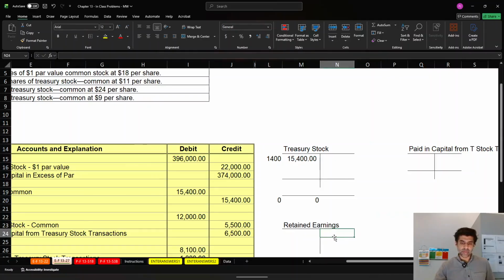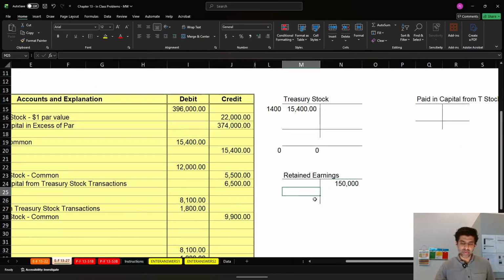Okay, so we would have had some starting balance. Let's say we had $150,000 of retained earnings. Now this loss, we're going to reduce this 1800 because we took a loss. We spent $11 per share and we're selling it back at 9. So it makes sense that our equity balance is going to go down because our net worth went down. We lost money on this whole transaction. Does that make sense? Yeah.